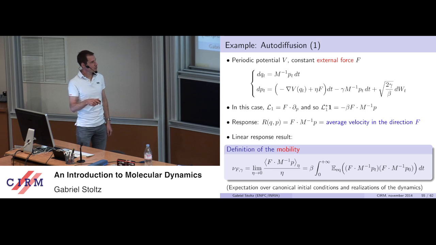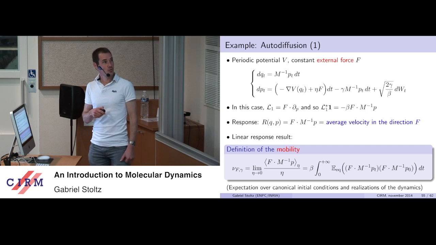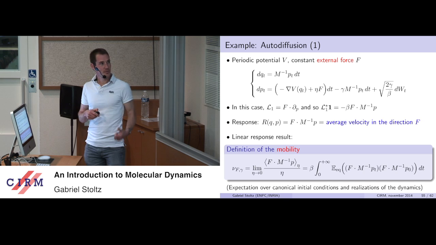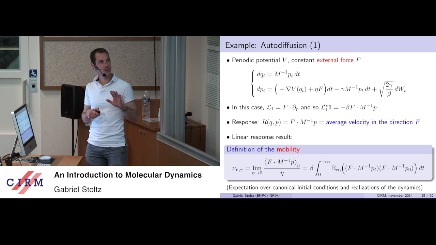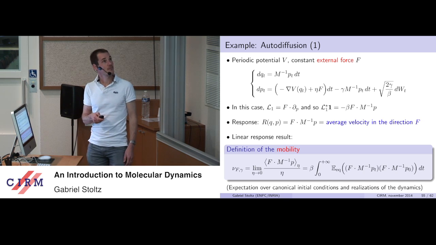So it's the autocorrelation of the velocity in the direction f. And here I should make clear that the expectation is with respect to initial conditions distributed according to the canonical measure and for all realizations of the Langevin dynamics, the equilibrium one. So that's called the mobility. It's how the particle is likely to move when you apply a constant force on it.